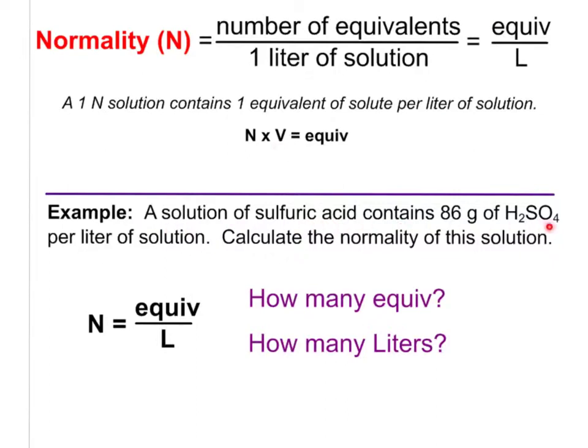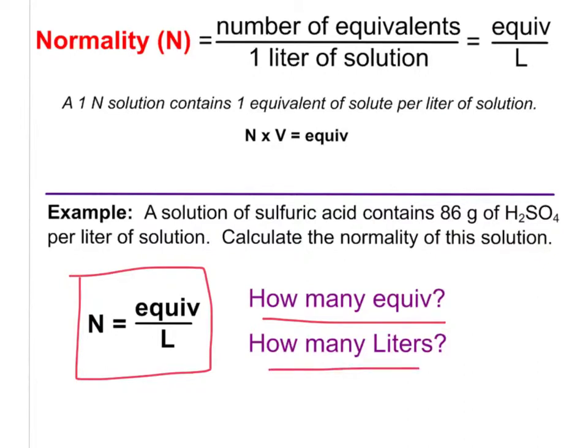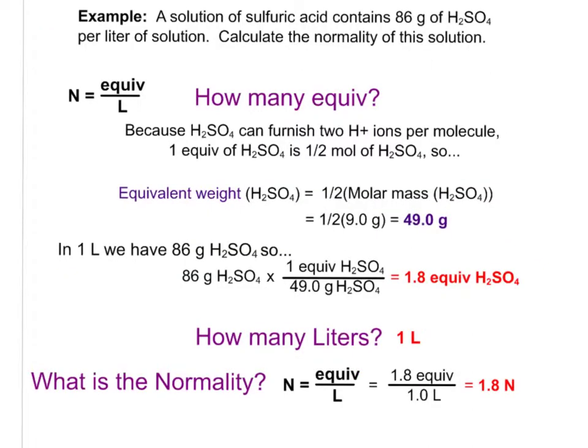Here's an example. A solution of sulfuric acid contains 86 grams of sulfuric acid per liter of solution. Calculate the normality of this solution. Well, let's write down our equation. Normality equals the number of equivalents per liter of solution. So in your mind, you should be asking, well, how many equivalents are there? How am I going to figure that out? And how many liters in my solution? So here I just rewrote the problem for us so we can look at it and wrote our equation down again. Let's start with the first question.